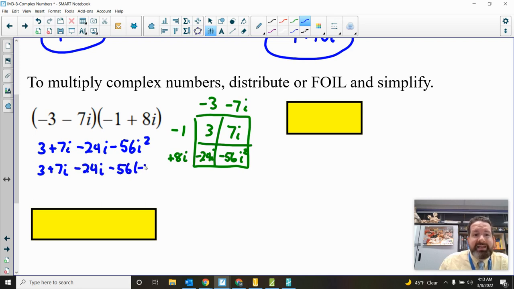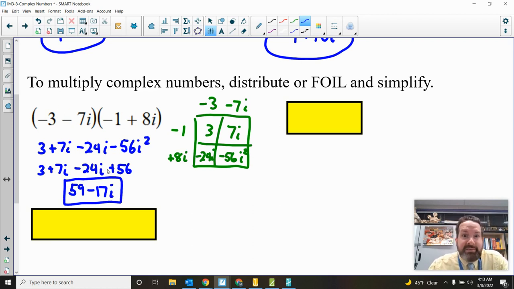So really, this is negative 56 times negative 1. All that does is change the minus 56 to a plus 56. So anytime you see an i squared, please remove the i squared and change the sign of the number it's multiplied by. And then put your like terms together. The 3 and the 56 become 59. 7i minus 24i is going to be negative 17i. So this times that gives us 59 minus 17i.